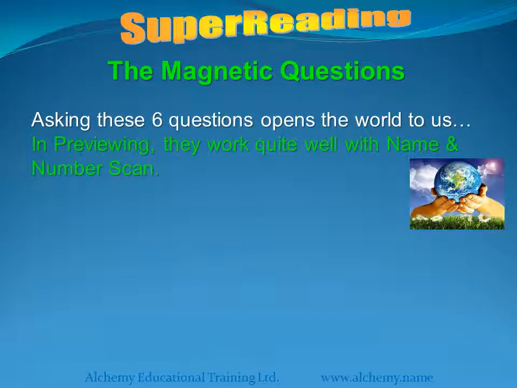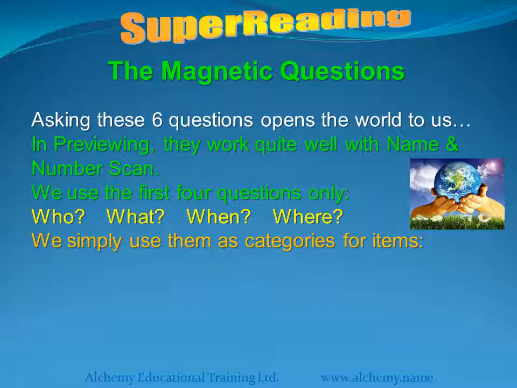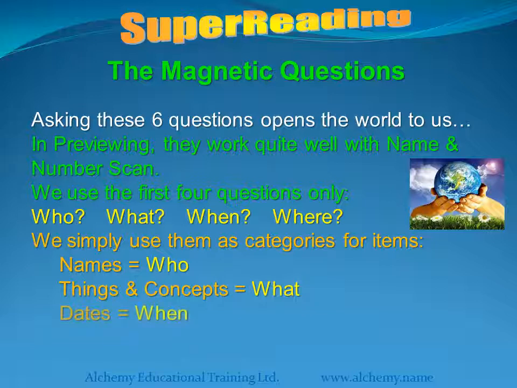In previewing, they work quite well with name and number scan. We use the first 4 questions only: who, what, when, and where. We simply use them as categories for items. Names would be a who, things and concepts would be a what, dates would be a when, and places would be a where.